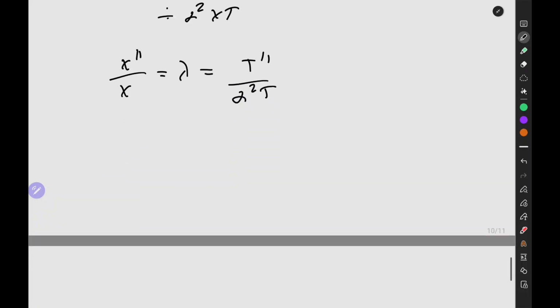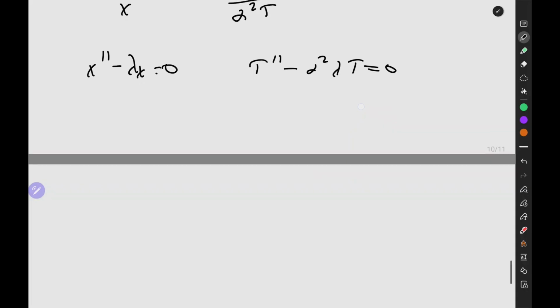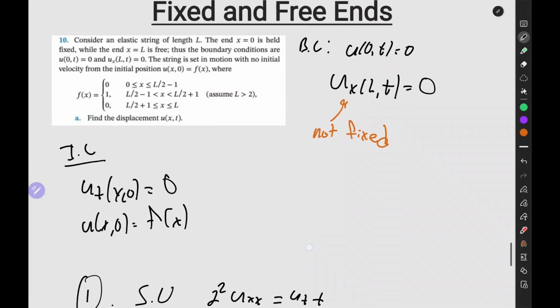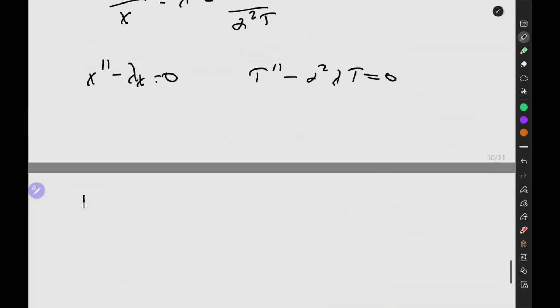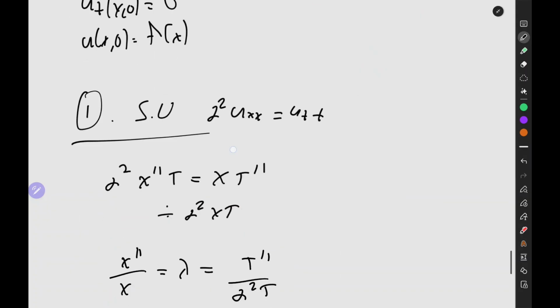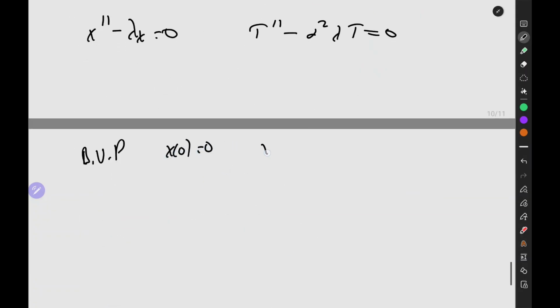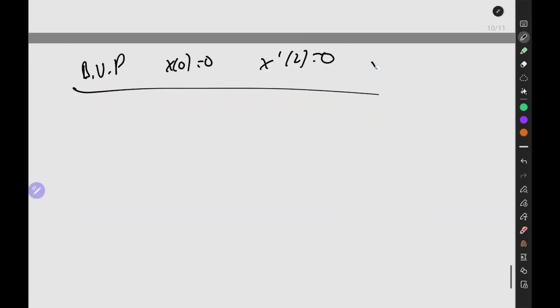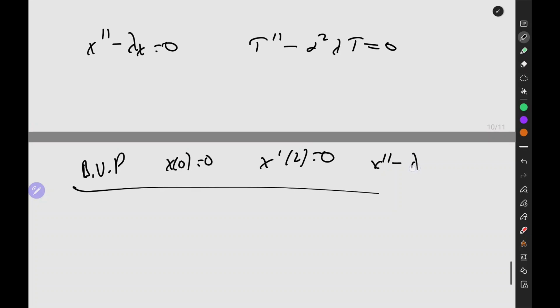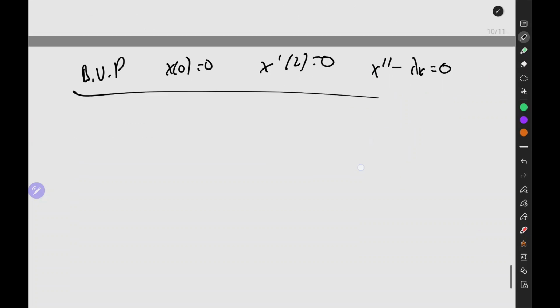Remember, I used positive lambda for my definitions here. So here are our two second order ODEs. We have boundary conditions for x, so we use x for our boundary value problem. We have X of 0 is 0, and X prime of L is 0, I believe. Yeah. And the equation was right there.